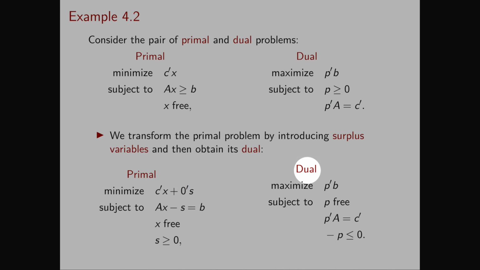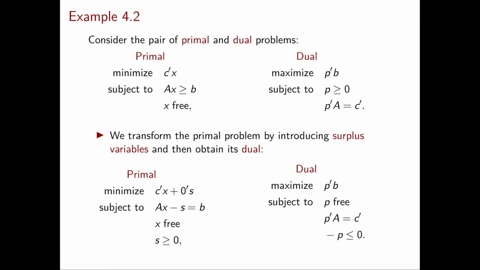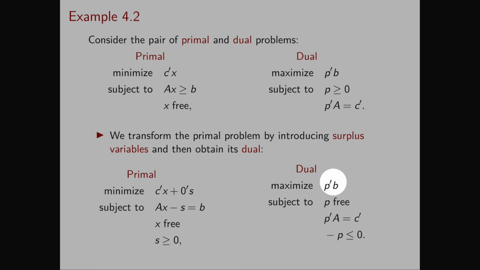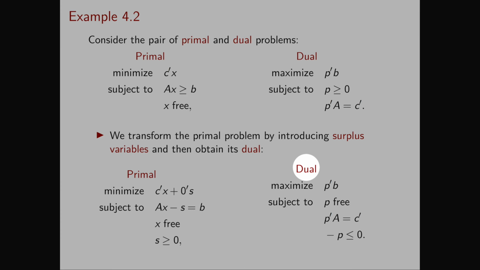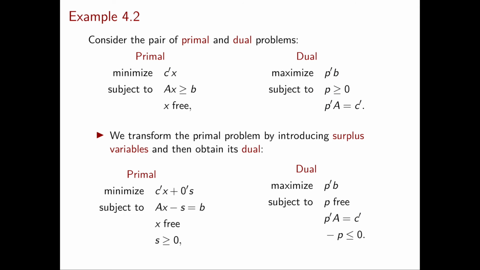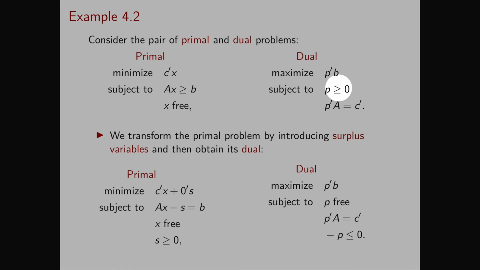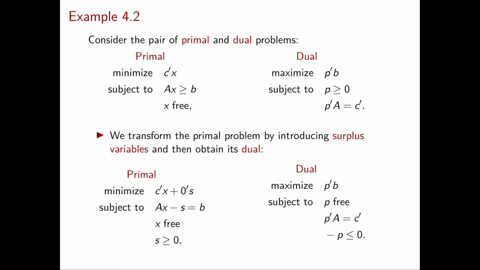If we write down the dual of this new primal problem, we obtain maximize P transpose B subject to P free, P transpose A equal to C transpose, and minus P less than or equal to 0. As you can see, this dual is equivalent to the original dual. Essentially, the only difference is that while in the first dual we had P non-negative, in the second dual we have that minus P is non-positive. But these constraints are obviously equivalent because one is obtained from the other by multiplying by minus 1.